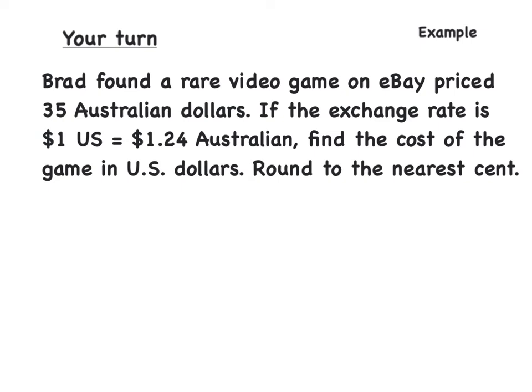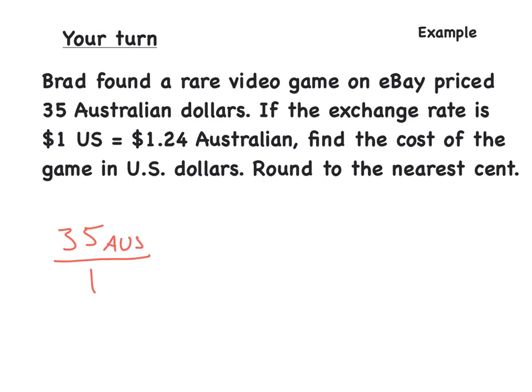Alright, so Brad has found a rare video game on eBay, and it's priced for 35 Australian dollars. If the exchange rate is $1 United States is equal to $1.24 Australian, I want to find the cost of the game in US dollars, and I need to round to the nearest cent. So what we start off with is our 35 Australian dollars. I'm going to write AUS, because that is the abbreviation for Australian. I'm going to put that 35 over 1.